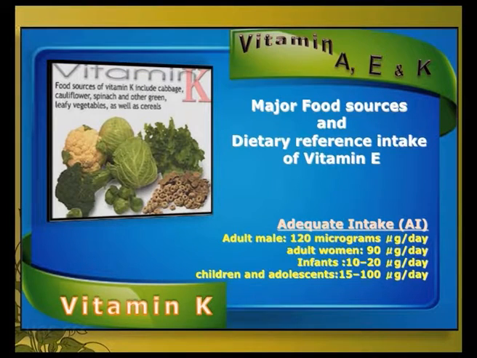Foods rich in vitamin K include cauliflower, cabbage, broccoli, Brussels sprouts, and cereals. The adequate intake level for adult males is 120 micrograms per day. For adult females, it is 90 micrograms per day. For infants, it is between 10 to 20 micrograms per day, and for children and adolescents, it's from 15 to 100 micrograms per day depending on the age.